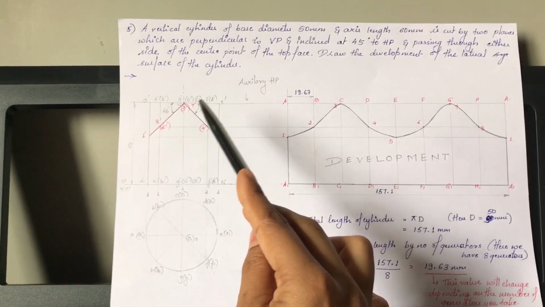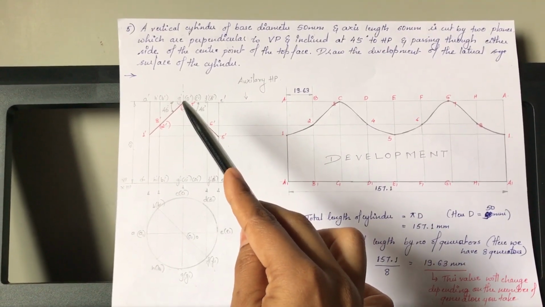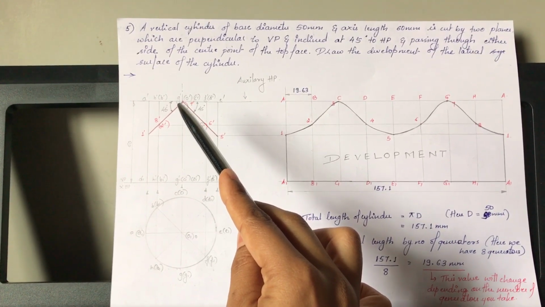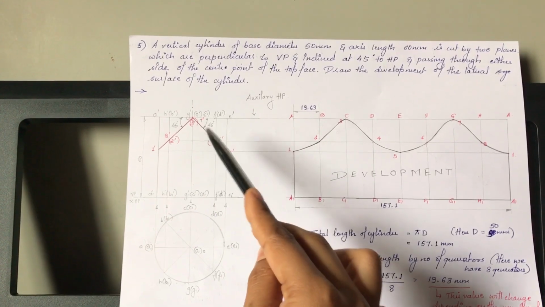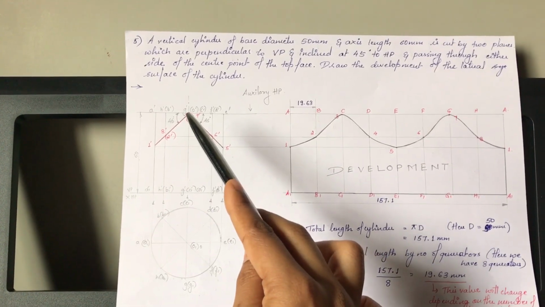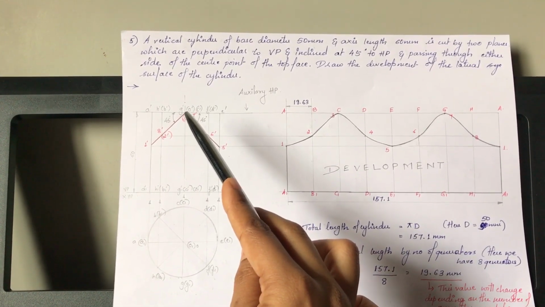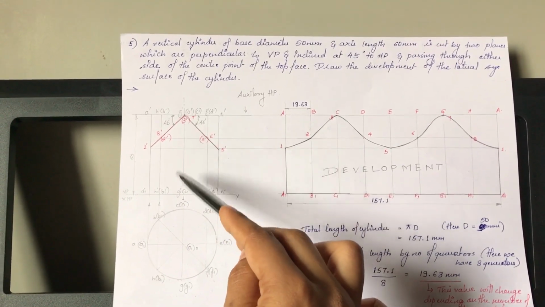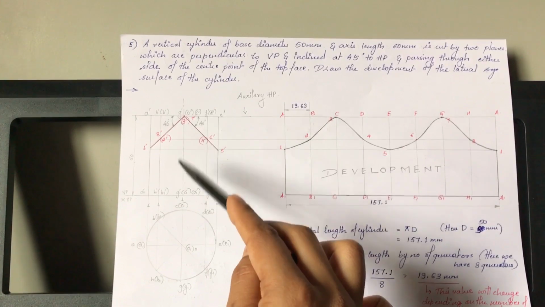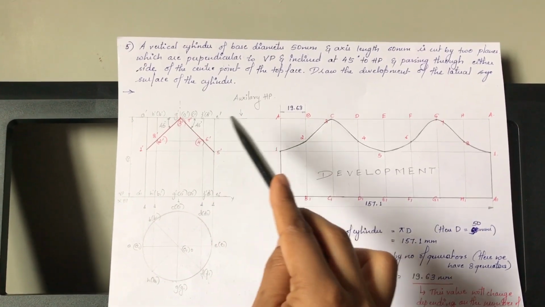So this is the top face and this is the center of this top face. It has to be on either side. There are two planes which are on either sides, this side and this side of the center of the top face, inclined at what? At 45 degrees to the horizontal plane, not with respect to the axis but with respect to the horizontal plane.